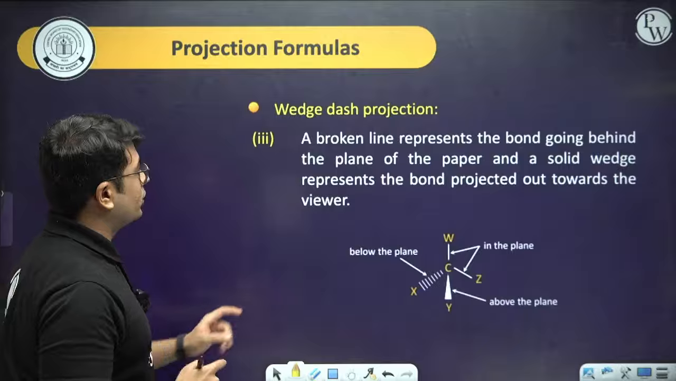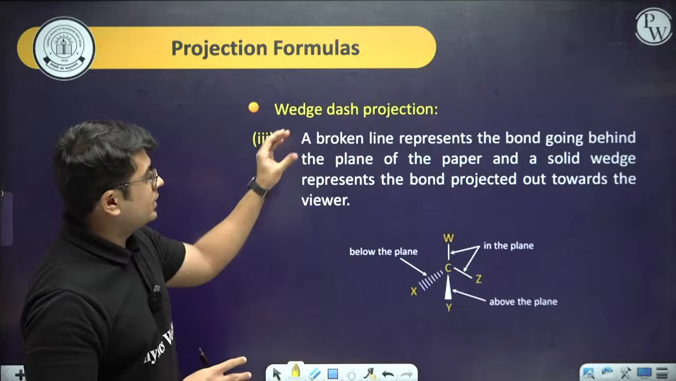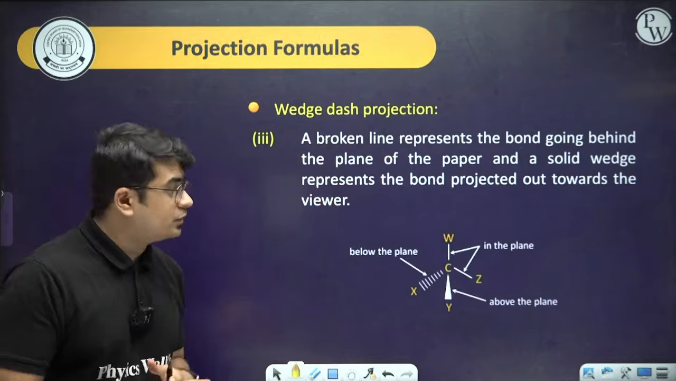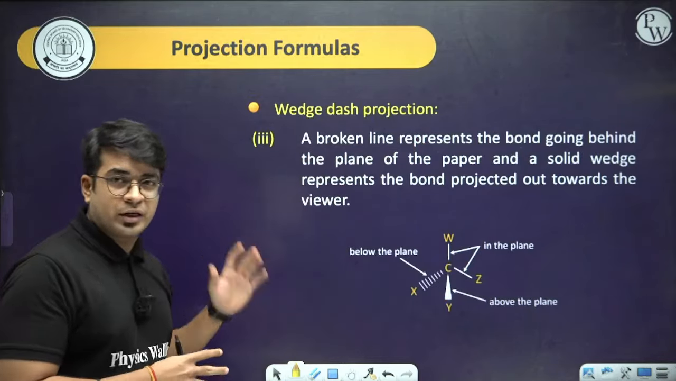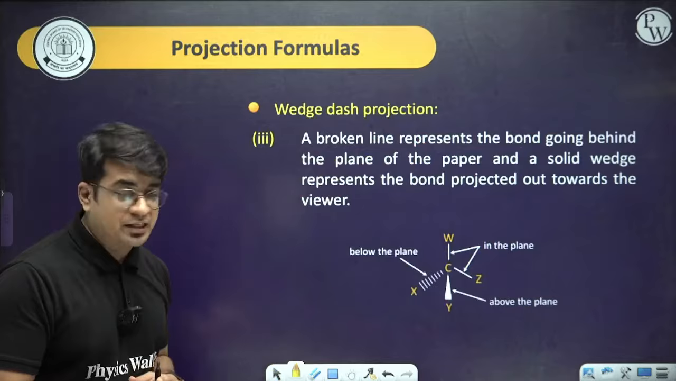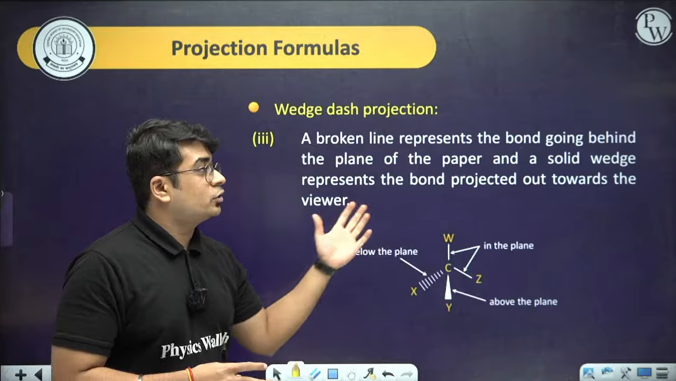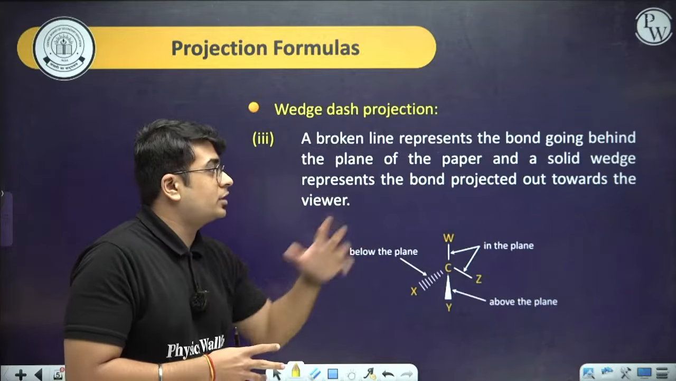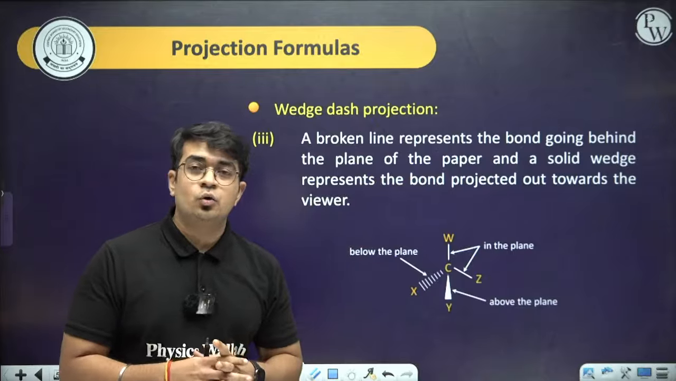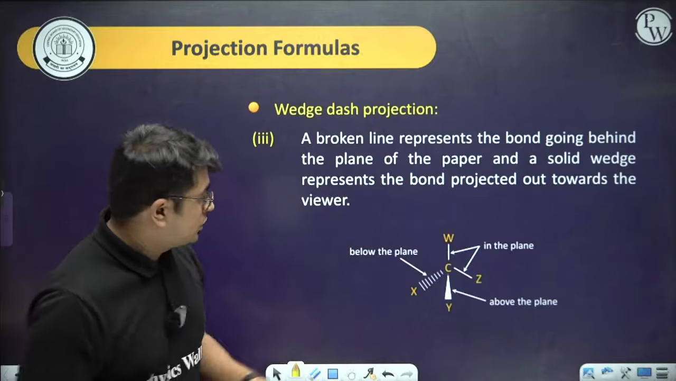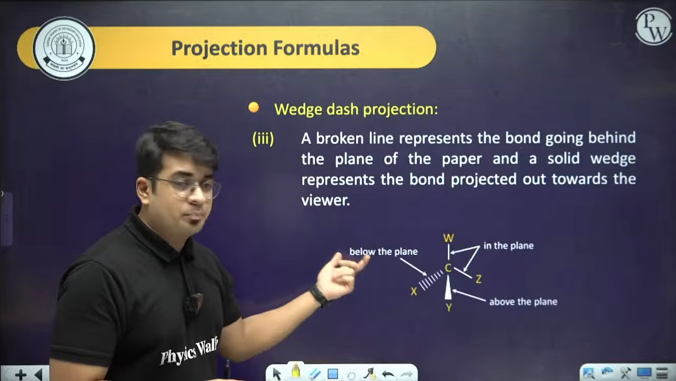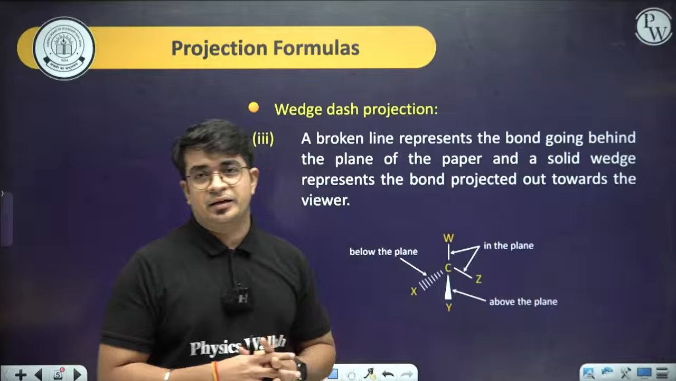Next, a broken line, or dash, represents a bond going behind the plane of the paper or the board, which is below the plane. And a solid wedge represents a bond projected towards you, or projected outwards towards the viewer. So this is the representation related to the wedge-dash projection. These two simple lines talk about the atoms present in the plane. This one is below the plane and this one is above the plane. I hope this part is clear.